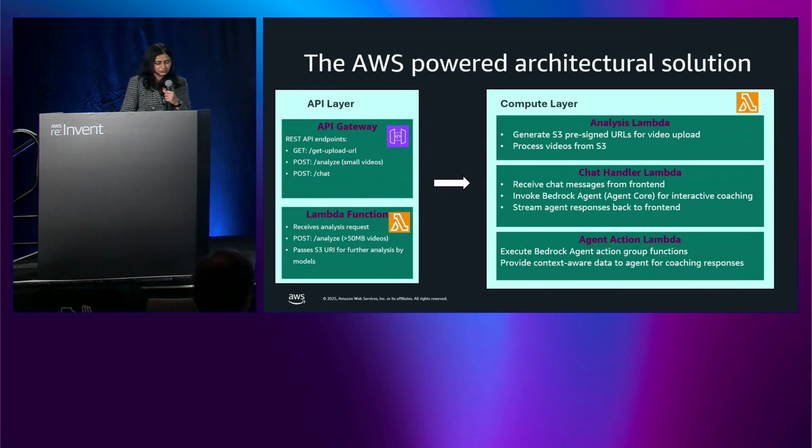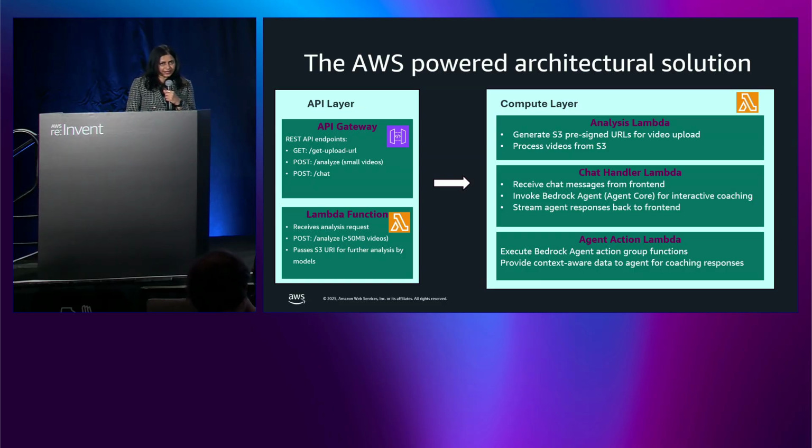Next comes the compute layer. The compute layer is basically the different Lambdas which this application is using. On a high level, there are 3 different types of Lambdas. There is the analysis Lambda, which is used for generating the S3 pre-signed URLs for video upload, and then it will process your video from S3.